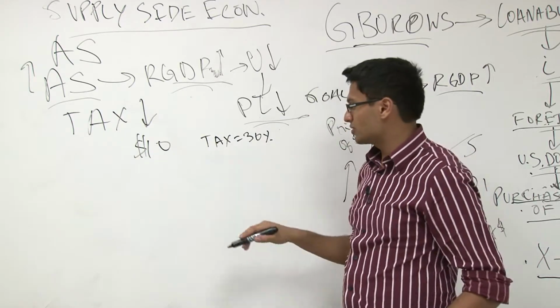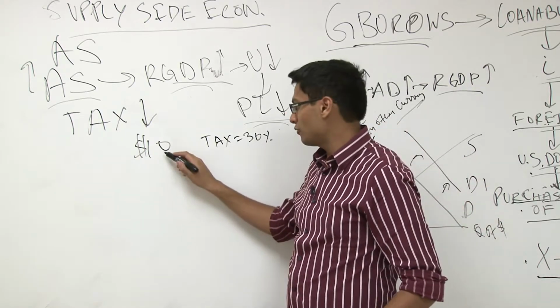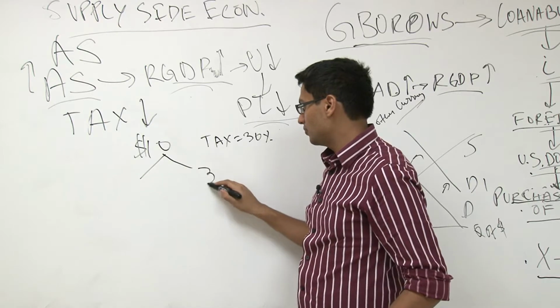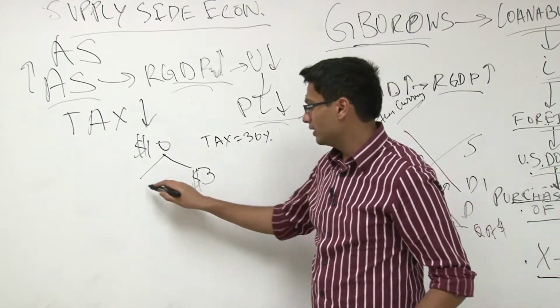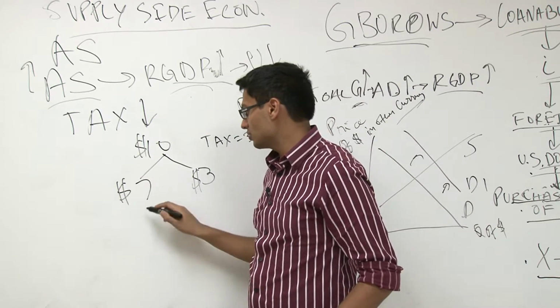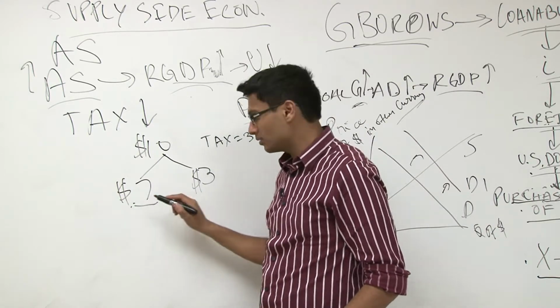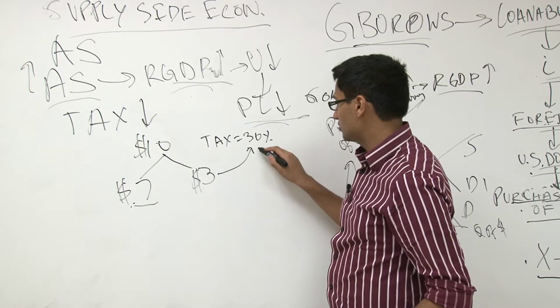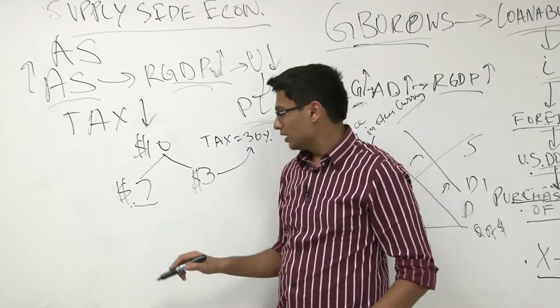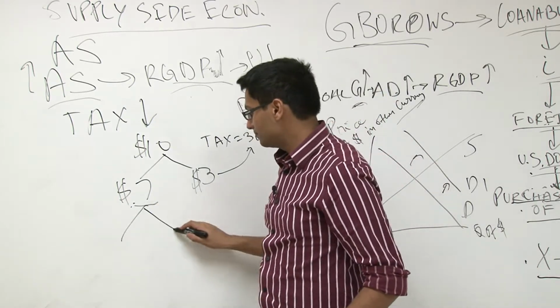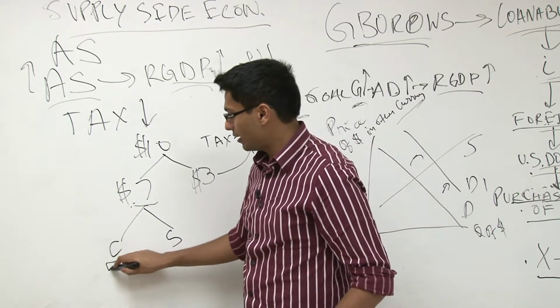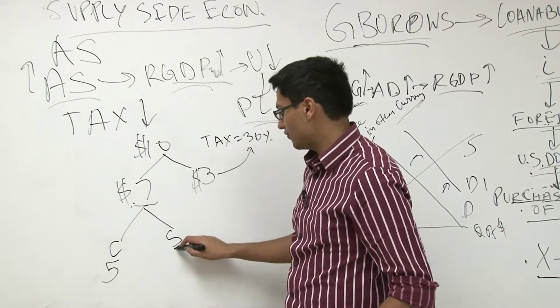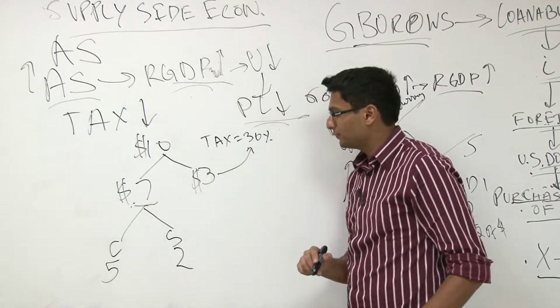If tax is 30%, that means the amount of money that goes to the government is $3, right? 30% of $10 is $3, right? And $7 goes to you. So $7 goes to you as a person, $3 goes to the government, okay? So out of the $7, you have consumption and saving. Let's say you consume about $5, okay, and you save about $2, okay?